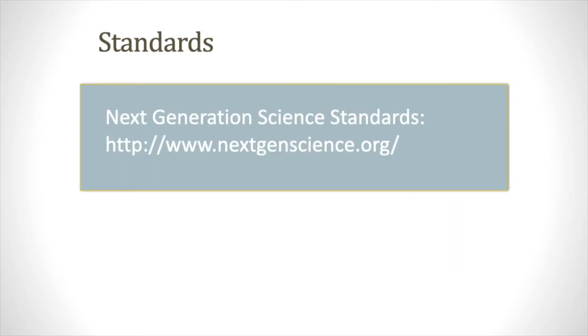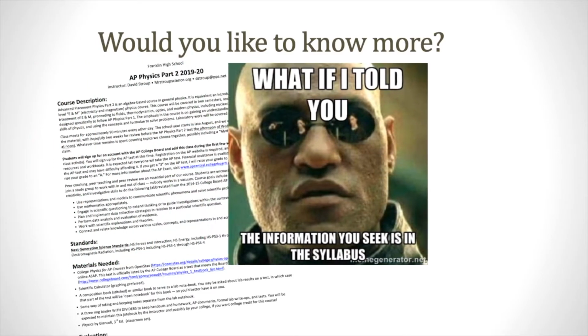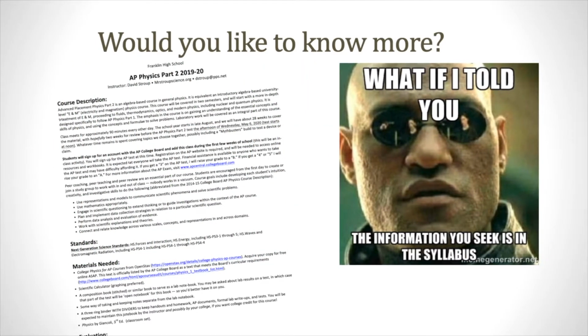The standards are based on the Next Generation Science Standards, which are available at www.nextgenscience.org, or of course you can find them in the syllabus. So hopefully your student has already gone online to Canvas and acquired a copy of the syllabus, which includes all of this material and much more, including detailed breakdowns of standards and especially the College Board learning expectations and goals.